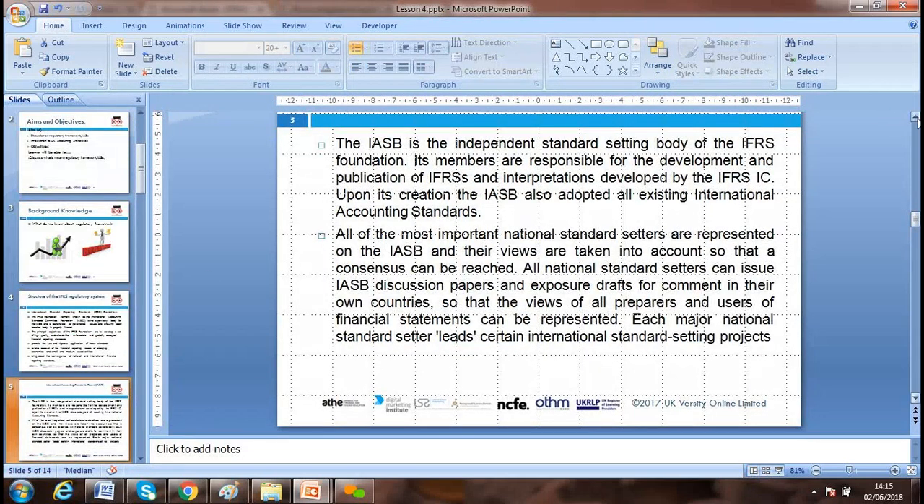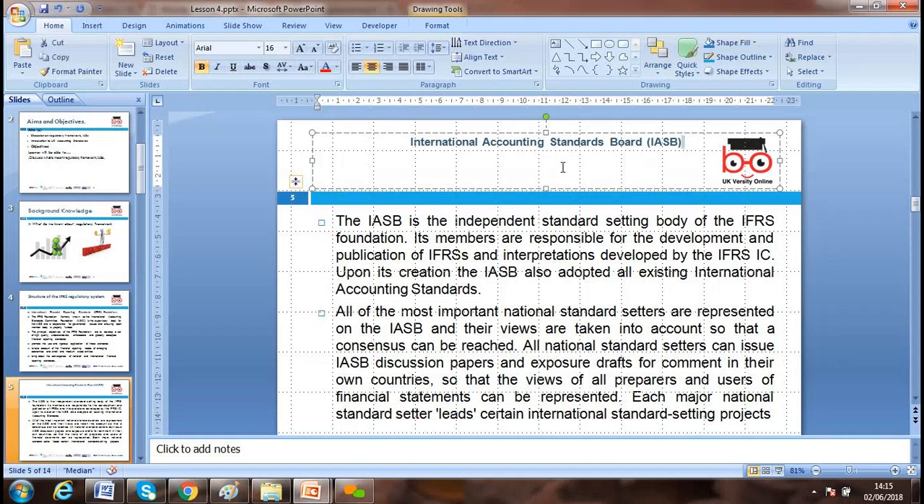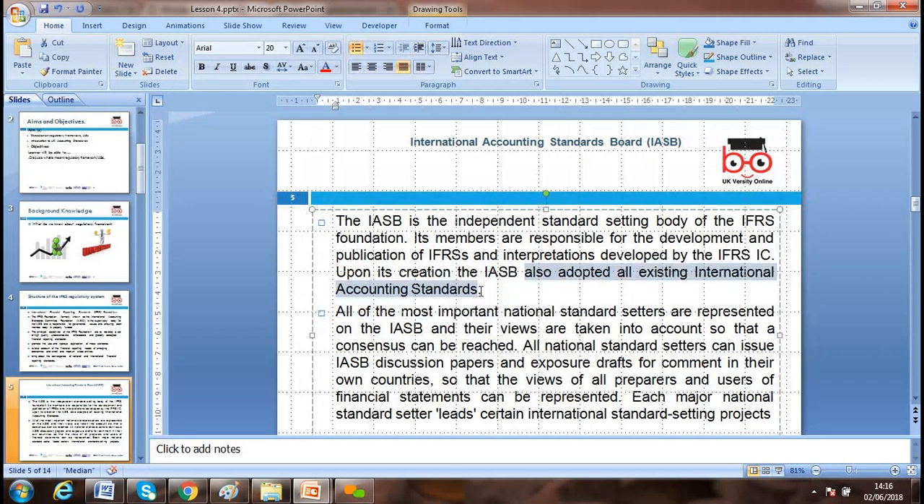So next we're looking at, in your assignment task one, it's called IASB. It's called International Accounting Standards Board. So you have to write under task one as well. The IASB is the independent standard setting body of the IFRS Foundation, the International Financial Reporting Standards Foundation. Its members are responsible for development and publication of IFRS, the International Financial Reporting Standards and interpretations developed by IFRS. The creation of the IASB also adopted all existing international accounting standards. Any question here if you do not get it?